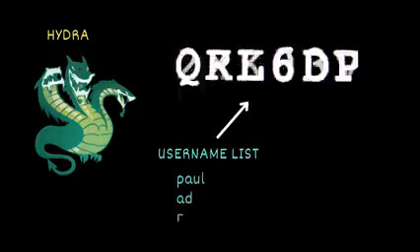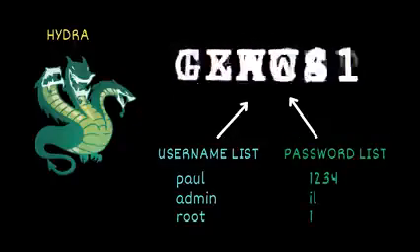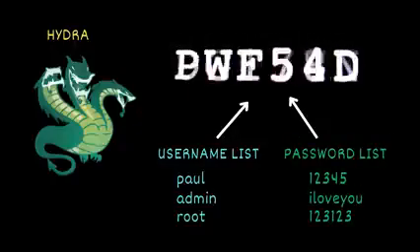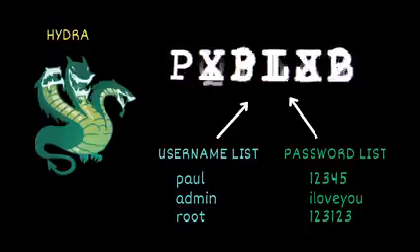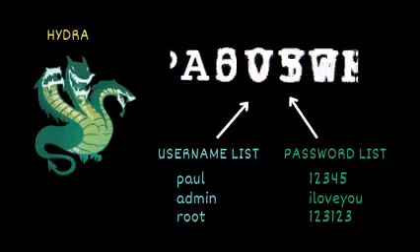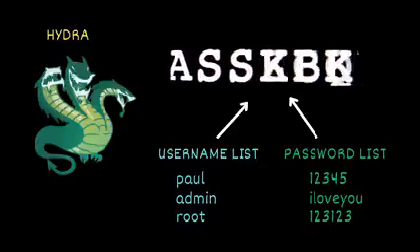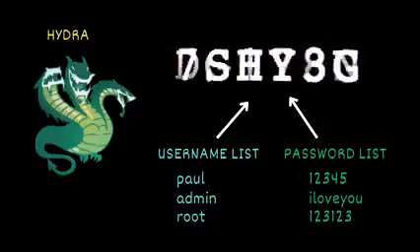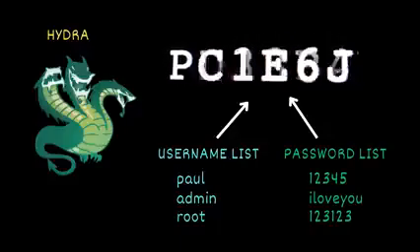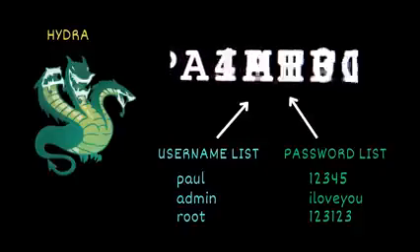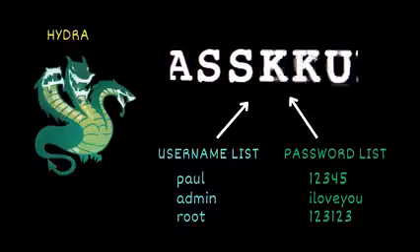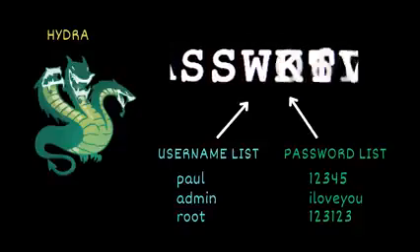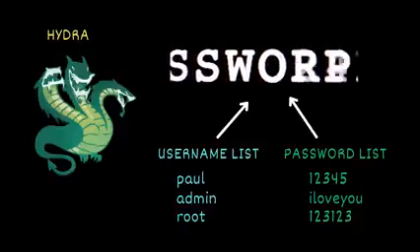To do that, Hydra needs two things: a list of usernames to try, and a list of passwords to try. Hydra will take each username from the list and pair it with each password, one by one, and try to log in. If the target doesn't block or throttle those attempts, Hydra will eventually find the correct credentials if they're in the list. Think of it like trying every possible key on a keyring. Hydra just does it lightning fast over the network and completely unattended.